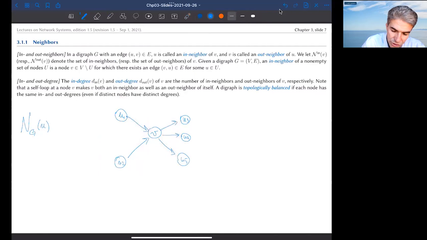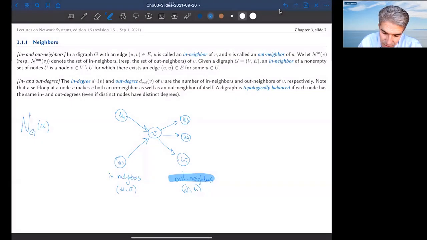So the language is this: these are in neighbors. Basically the edges are of the form U comma V, and then there are out neighbors, where the edges are of the form V comma U. Perhaps the second definition is very intuitive. The concept is that your outgoing edges go to your out neighbors. Incoming edges are coming from your in neighbors, right?